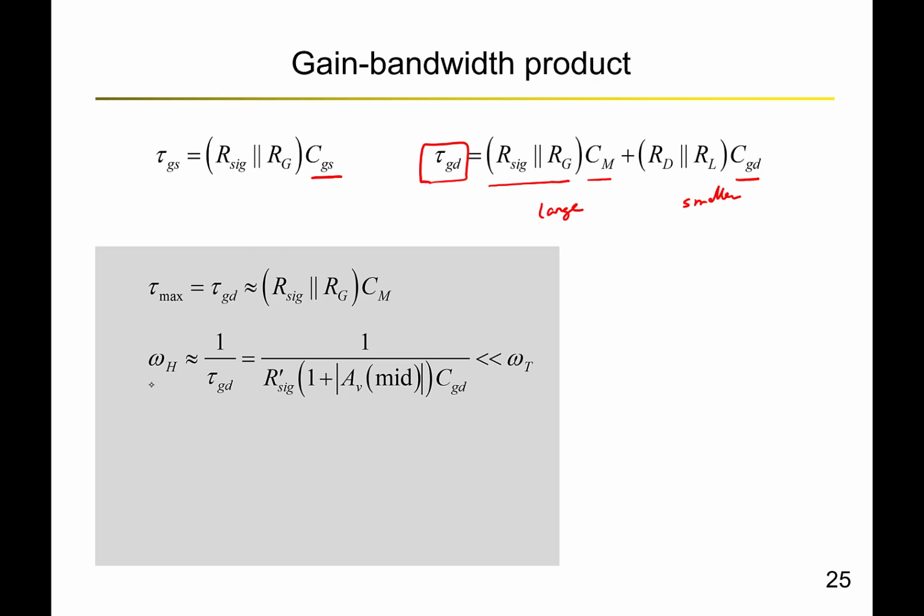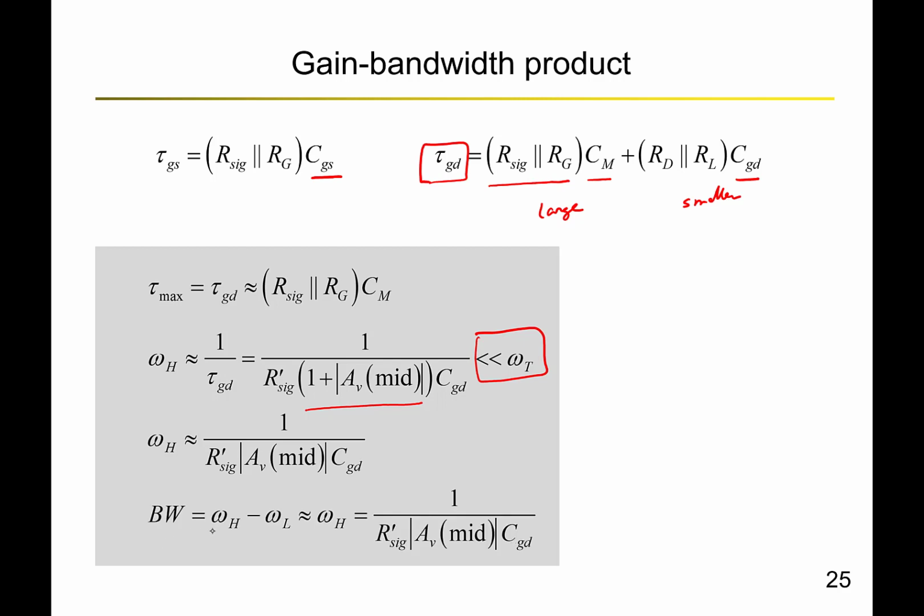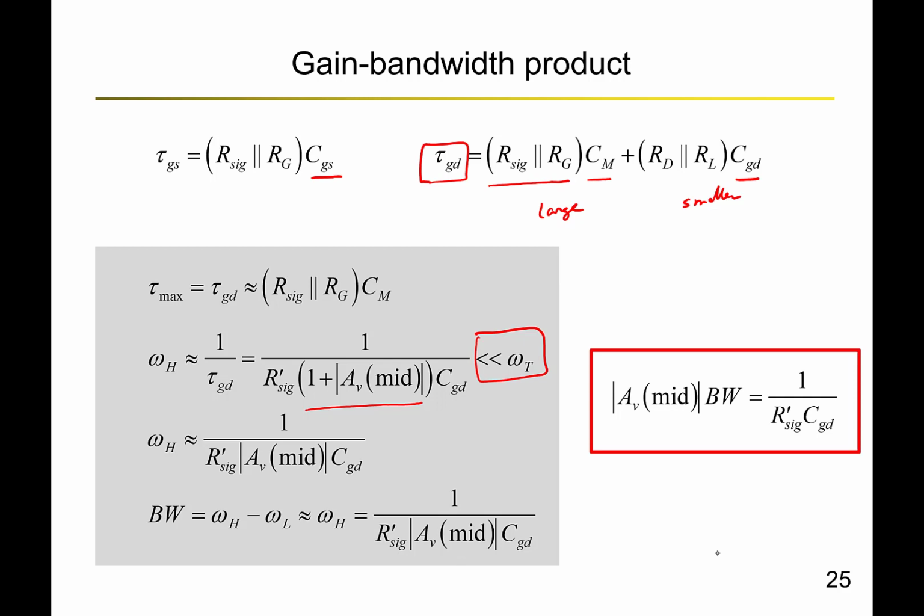Then we can simplify and write omega h, that is the corner frequency, is 1 over tau GD, is 1 over R signal dash times 1 plus midband gain times CGD. And this is typically much lower than the short circuit current gain. Or in other words, we can simplify and write that omega h is 1 over R signal dash AV mid CGD. So we can then find the bandwidth, which is omega h minus omega L. We know omega L is much smaller than omega h, so it is almost equal to omega h, which is 1 over R signal AV mid CGD. So now, taking AV mid to here, we can write AV mid times bandwidth is basically 1 over R signal dash CGD. And this term is called the gain bandwidth product.